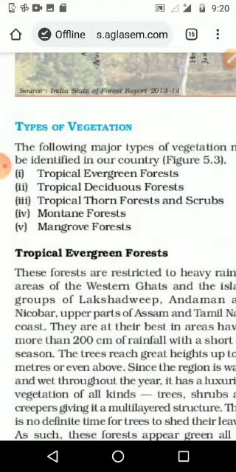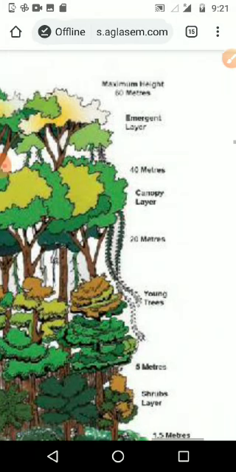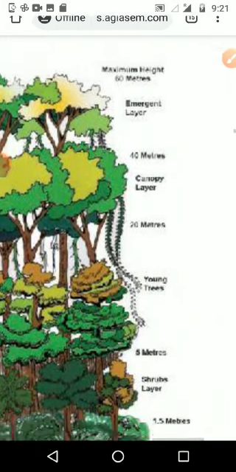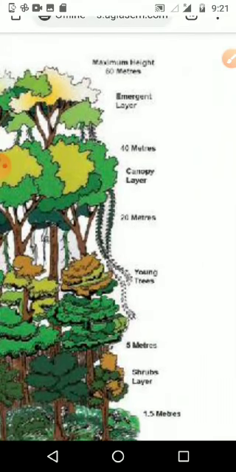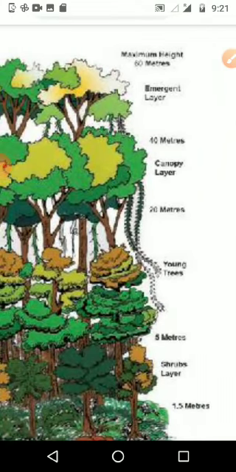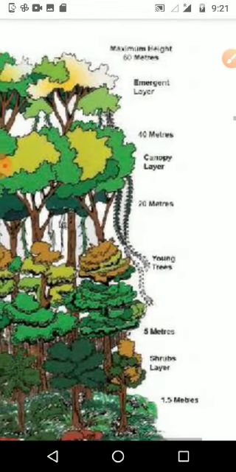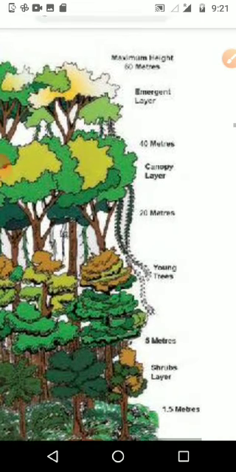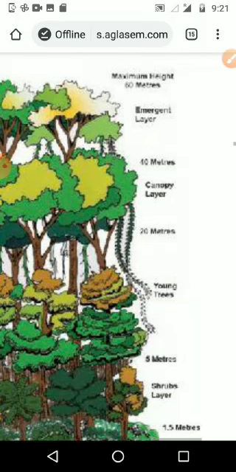So here the tropical evergreen forest example is given, and we can see some different types of trees in this forest. Some of the trees grow up to 1.5 meters. Then some small plants and other things grow up to 5 meters. Think of a two-storied building. Again, the young trees grow up to 20 meters. At 20 meters, normally it is a one-storied building.